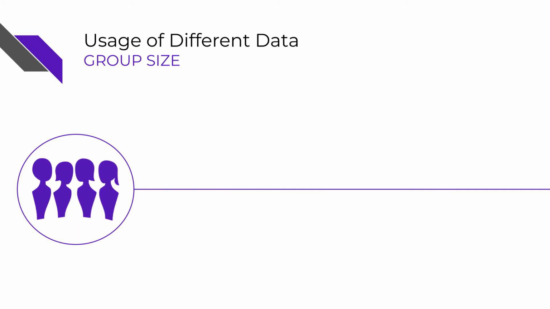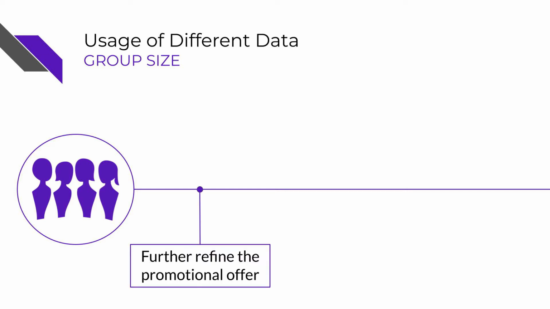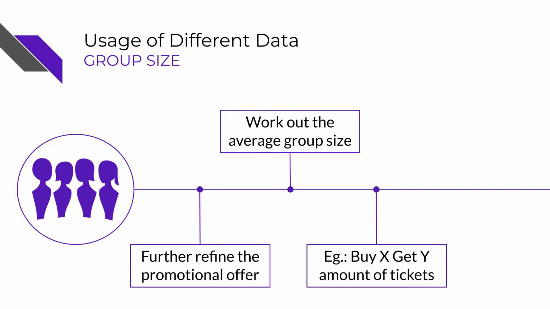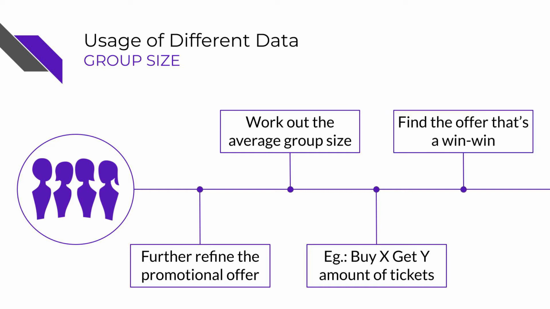The group size is a very useful piece of intel to fine-tune your promotional offer. For example, if you know that the majority of your groups are made up of 4 people, you can either run a 5 tickets for the price of 4 or a 4 tickets for the price of 3 campaign. The first version simply encourages them to bring an additional person along. The second is more about saving money for them. It all depends on what you're trying to achieve.